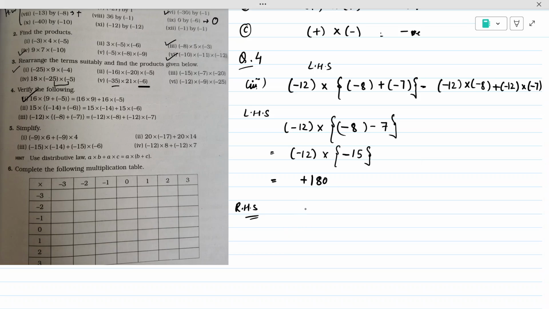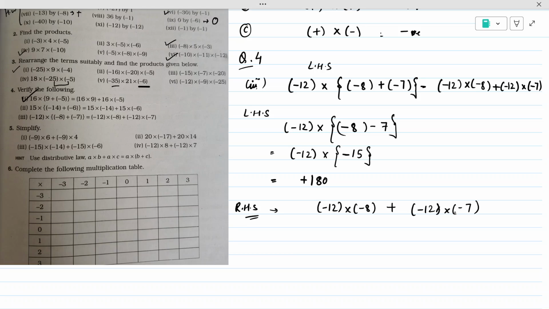In RHS, we have minus 12 into minus 8. So first I'm writing it as is, minus 12 into minus 8, and then a plus sign between, and minus 12 into minus 7. This is the question given to us.